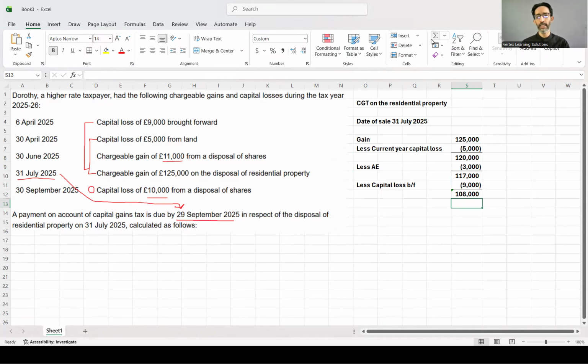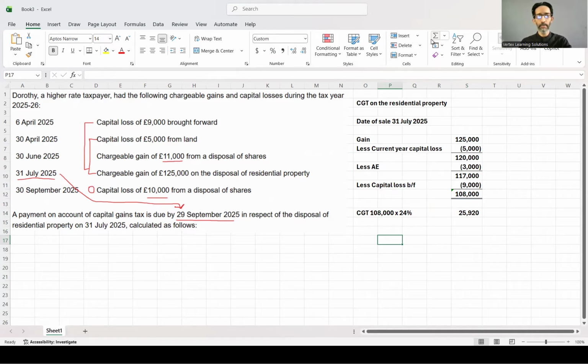So there is 108,000. So the CGT will be 108,000 into 24%, considering Dorothy is a higher rate taxpayer, which means that there is no 18% applicable here. So we say 108,000 into 0.24. So that is 25,920. This is the tax on the gain on the residential property.